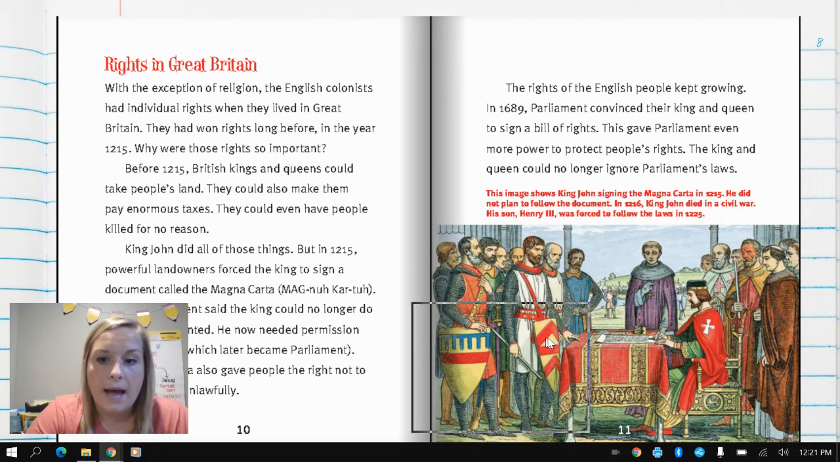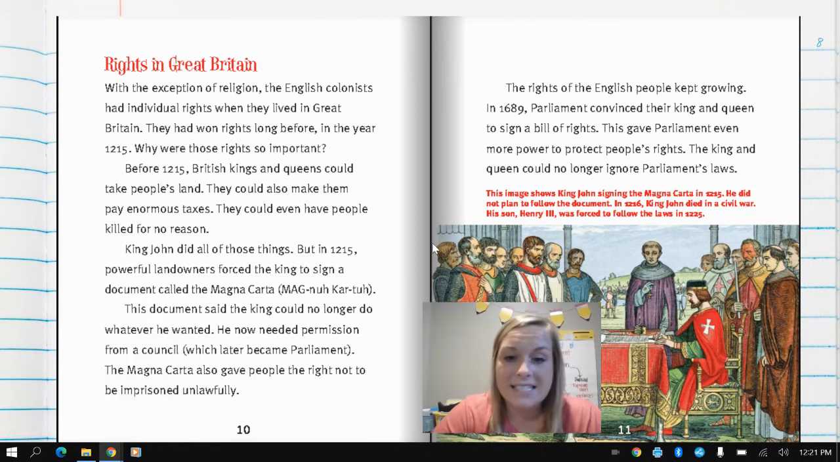So, your rights that happened in Great Britain. With the exception of religion, the English colonists had individual rights when they lived in Great Britain. They had won rights long before, in the year 1215. Why were those rights so important? Before 1215, British kings and queens could take people's land. They could also make them pay enormous taxes. They could even have people killed for no reason. King John did all of those things.